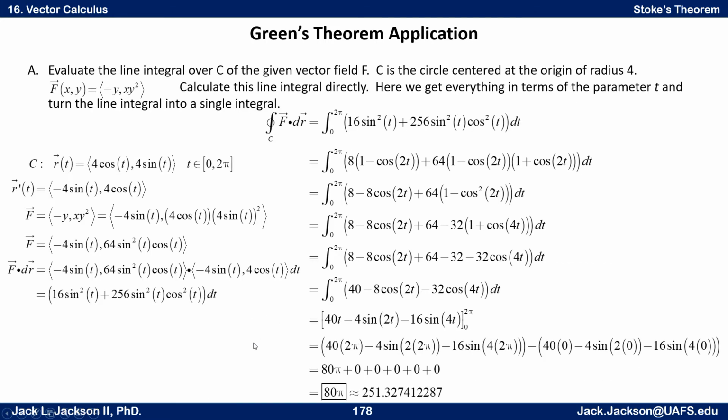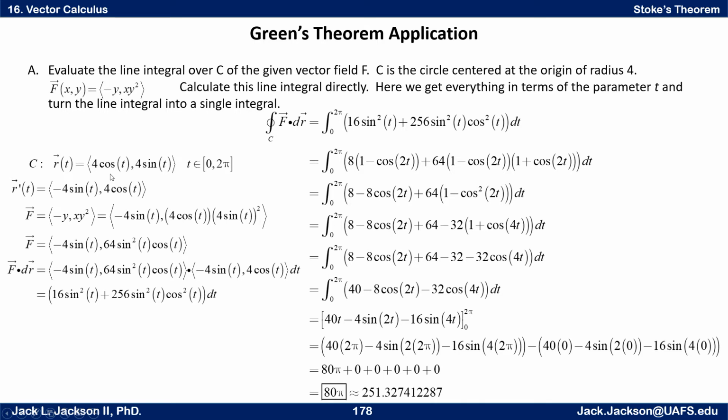Okay, so here's doing it directly, and that means we're going to have to parameterize everything in terms of a parameter t and turn the line integral into a single integral. So we need to parameterize the curve. The curve is a circle centered at the origin of radius 4. We've done this type of parameterization before.